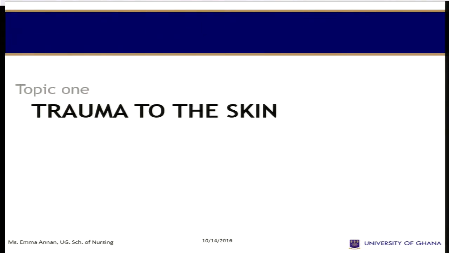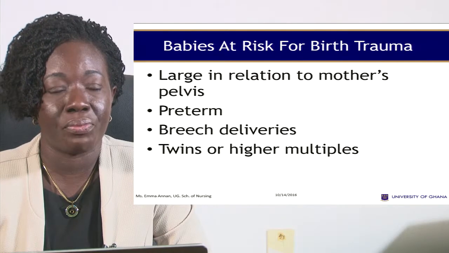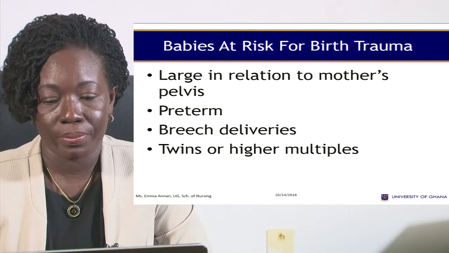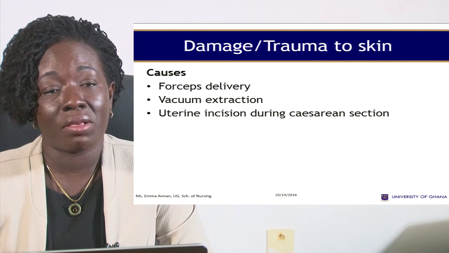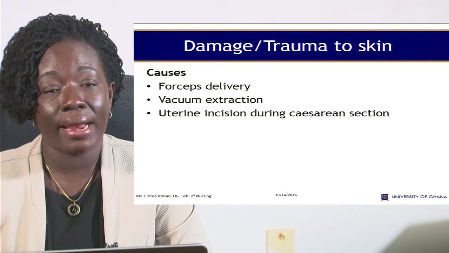We'll start with the first topic, that's trauma to the skin. And we'll look at babies at risk for birth trauma. They are babies who are large in relation to mother's pelvis, preterm babies, breech deliveries, and twins or higher multiples. What are the causes? Usually it's caused by forceps deliveries, vacuum extraction, uterine incision during cesarean section.